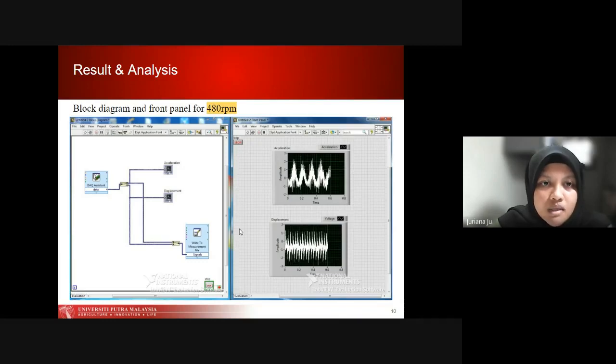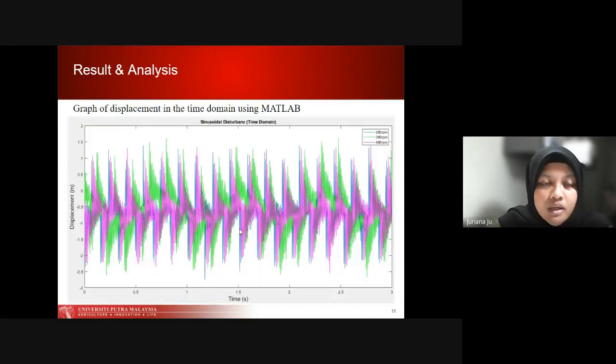Next slide, please. So I combined the three graphs that we got from the software that we use in the lab. The blue color is for 280, the green color is 380, and the purple color is for 480 RPM. We can see that the graphs for displacement in the time domain are quite different.